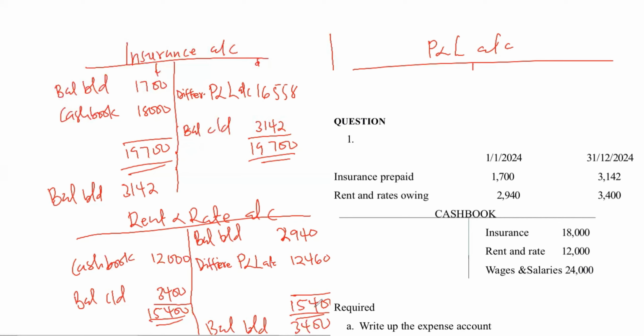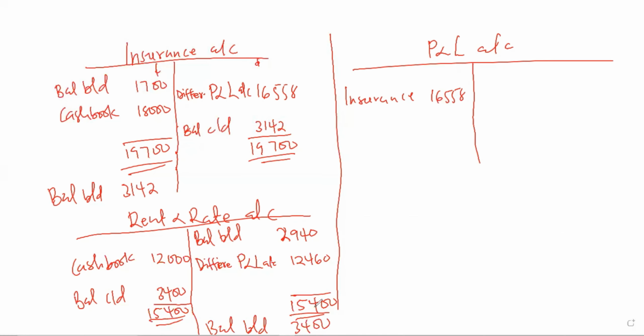So this is how to prepare the expenses account. When you are preparing your trading profit and loss account and you get to your P&L account, you write your rent and rates nicely. You write this amount, not the one in the cash book. So you write 12,460. That is all. Very, very simple. So this is how we prepare the expenses account.